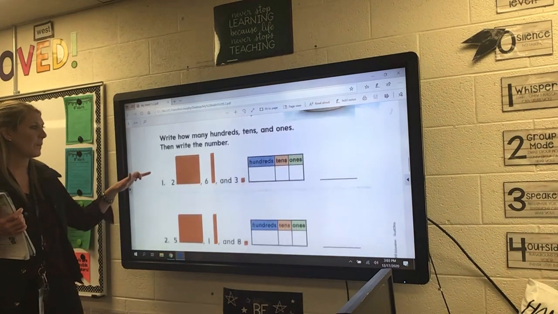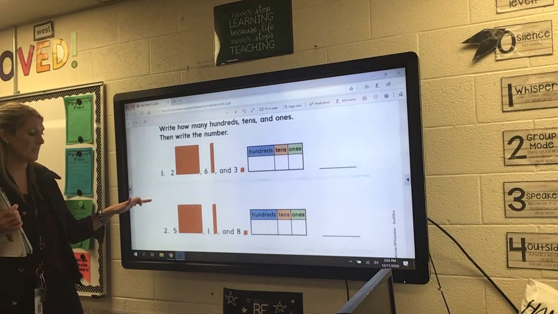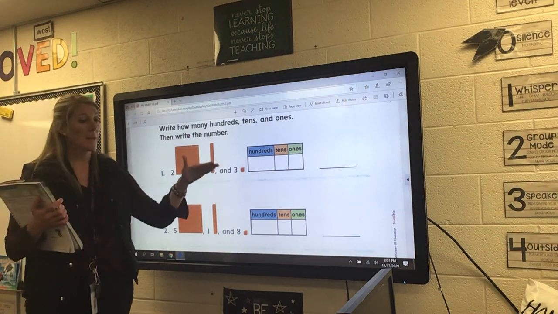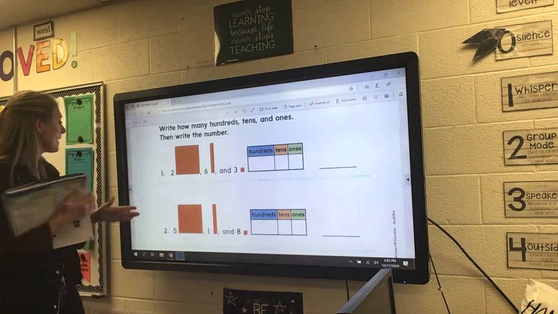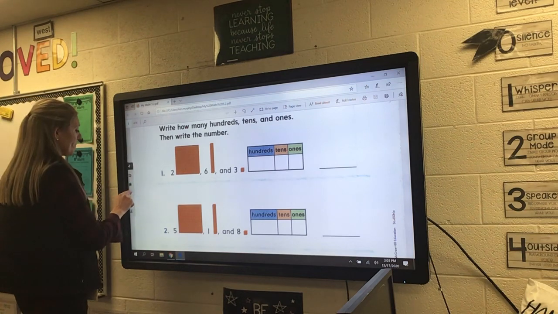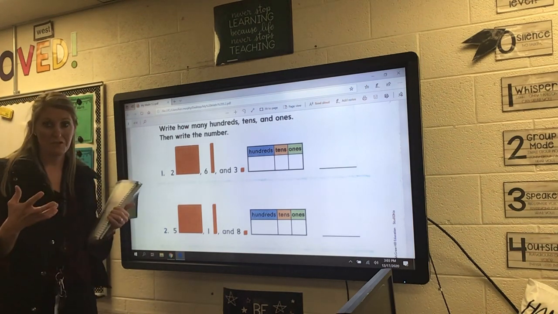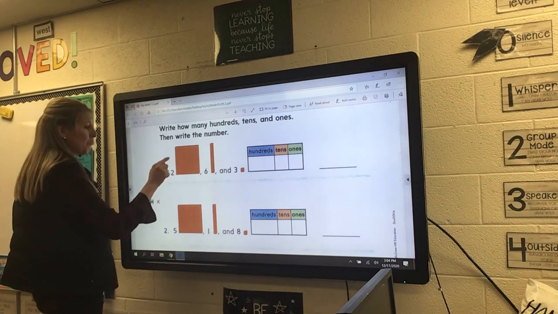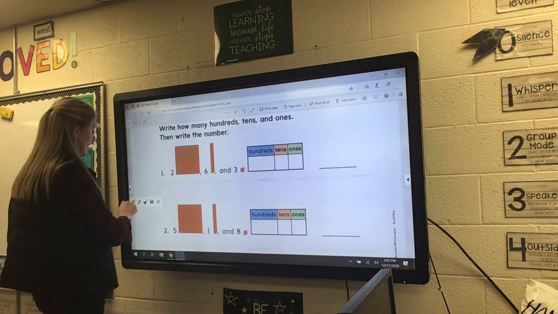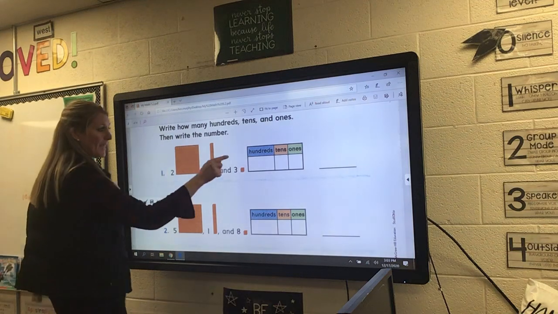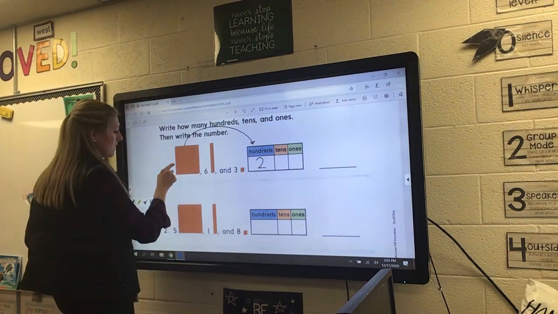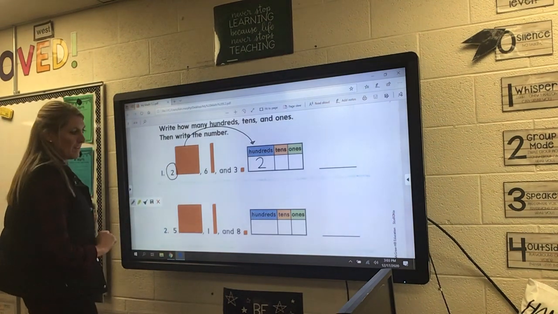Now, down below, we are gonna write how many hundreds, tens, and ones, and then we are gonna write the number, okay? So if you look at this first one, instead of drawing out each flat, they said there is 2 hundreds or 2 flats. So I know in my place value house, this is gonna go in the hundreds. There's 2 of them. 200.